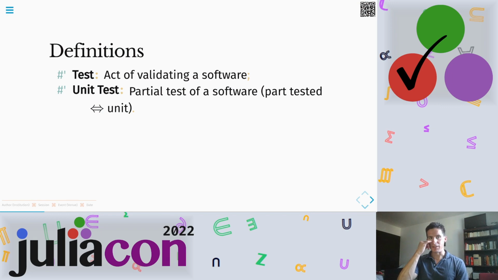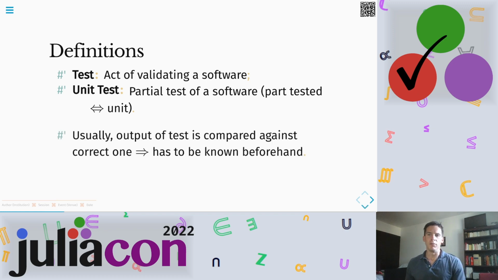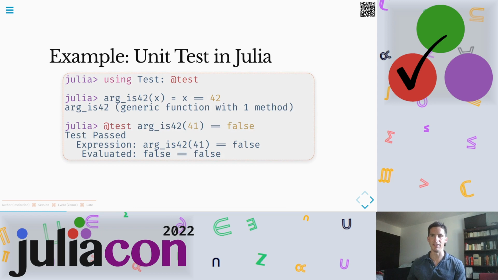Testing is the act of validating a software, and a closely related concept is unit testing, where only a part of the software is tested. The part is called a unit. Usually the way it works is that you know the correct output of a unit given an input. You provide the input to the unit and make sure that the output matches what you expect. This can be done pretty easily in Julia using the test module. For instance, if you want to test this function here that returns true if and only if x is 42, you can use the test macro. And here you see that if we provide 41 to the function, it should return false, and this is what happens, so the test passes.